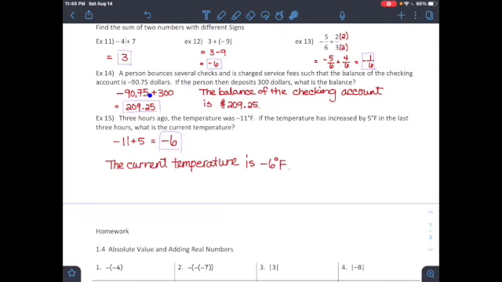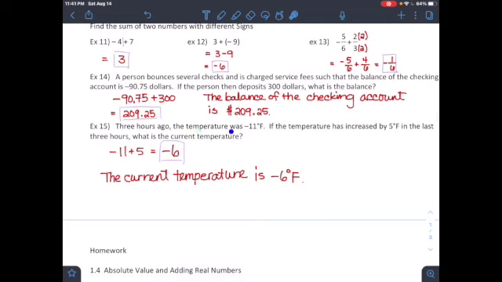So negative $75 is the negative balance in the account, and you add $300. So your total amount now in the checking account is $225. So that's why I wrote the balance of the checking account is $225. Example 15. 3 hours ago, the temperature was negative 11 degrees Fahrenheit. If the temperature has increased by 5 degrees in the past 3 hours, what is the current temperature? So negative 11 plus 5 gives you negative 6. So the current temperature is negative 6 degrees Fahrenheit.